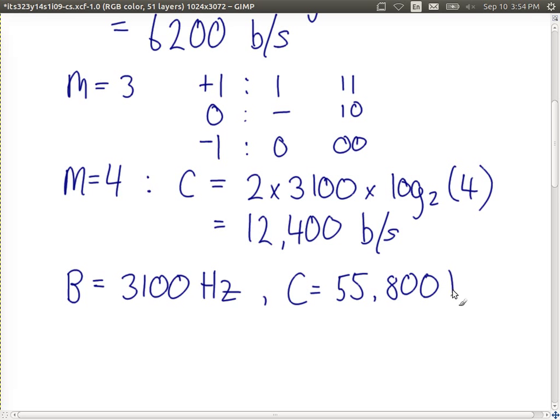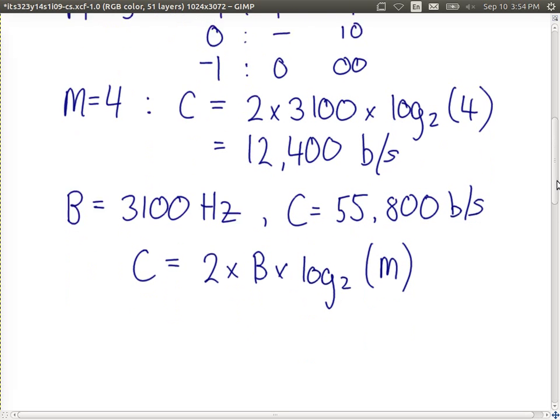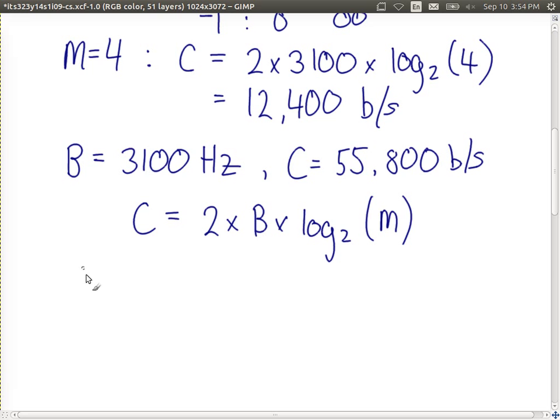Not kilobits. If we want to achieve 56 kilobits per second, to be precise, 55,800 bits per second. That's what your typical dial-up modem could achieve. And we have 3,100 hertz. What should M be? Again, Nyquist tells us the capacity is 2 times the bandwidth, log base 2 of M. So what do we have? We know C. We know B, 3,100. We don't know M.